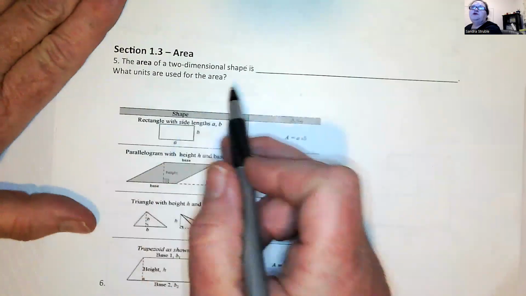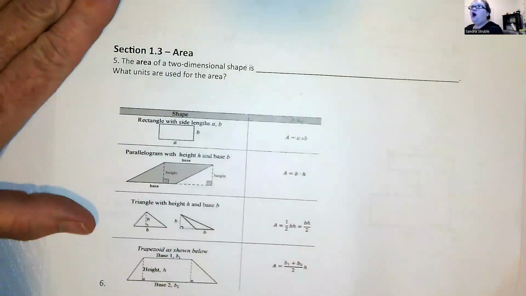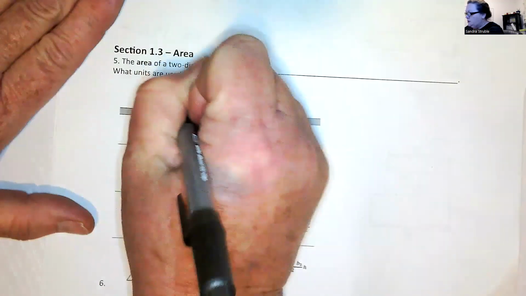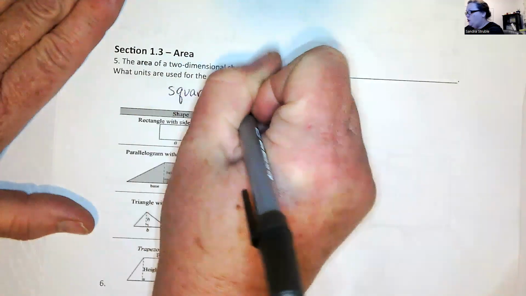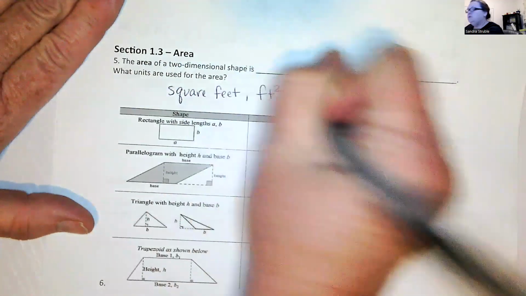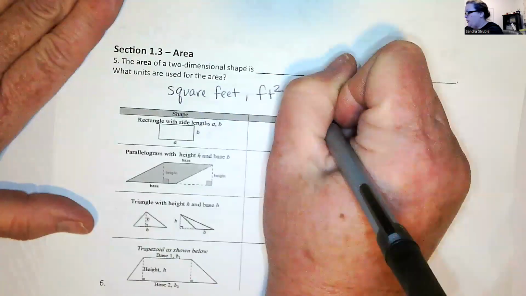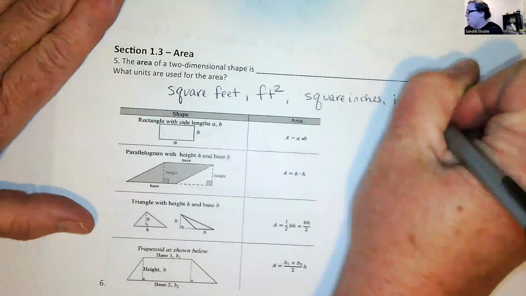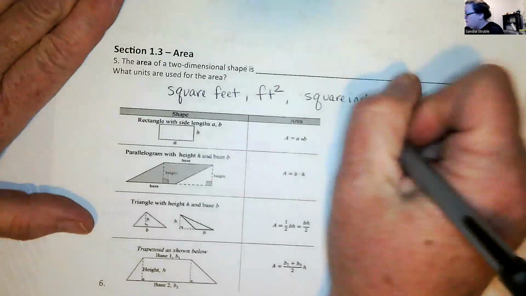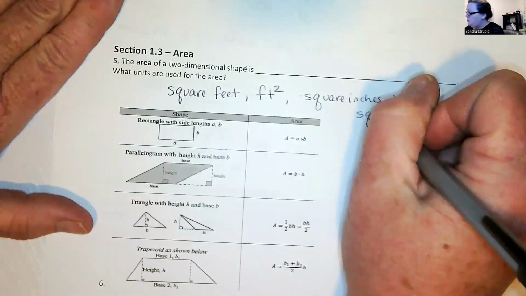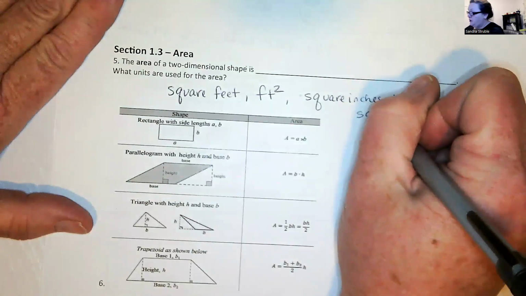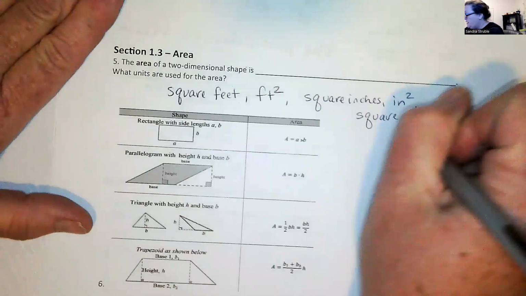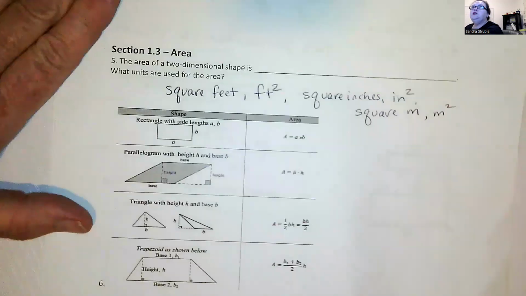So what units are used for area? Okay, area is always, always, always measured in squares. So square feet, or you could write feet squared, okay? Square inches, or inches squared, square meters. Anything you can measure length with, you just square that, and that's what the area is. So square meters, centimeters, whatever you want to say. This is also m squared. You can just keep going on and on.